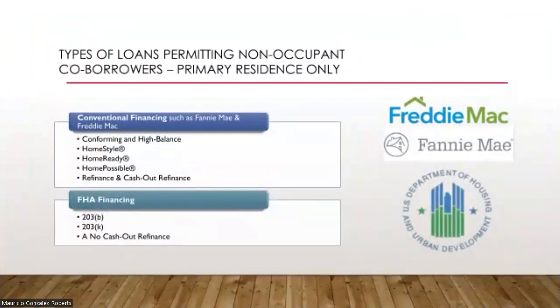Programs with guidelines for these types of situations are both conventional and FHA financing. For example, non-occupying co-borrowers can be added on a conventional loan. So like anything that is bought by Fannie Mae or Freddie Mac, and it's a conforming or high balance loan, we can use a non-occupying co-borrower. We can also use them on low down payment options for programs like HomeStyle, HomeReady, and Home Possible. Many people are surprised to find out that a non-occupying co-borrower can also be added on a refinance or a conventional cash-out refinance. And this is because life can really change from time to time.